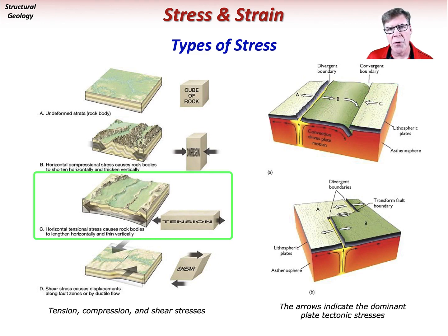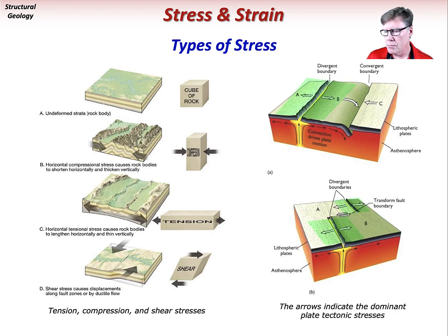Tensional stress includes opposing forces that cause rocks to lengthen horizontally and thin vertically. This is the dominant stress at divergent plate boundaries where tectonic plates are moving away from each other. You can also see that in both diagrams on the right. Shear stress includes opposing forces moving in opposite directions. This is the dominant stress at transform boundaries where tectonic plates are moving side by side past each other. And we can see that in the bottom diagram on the right.